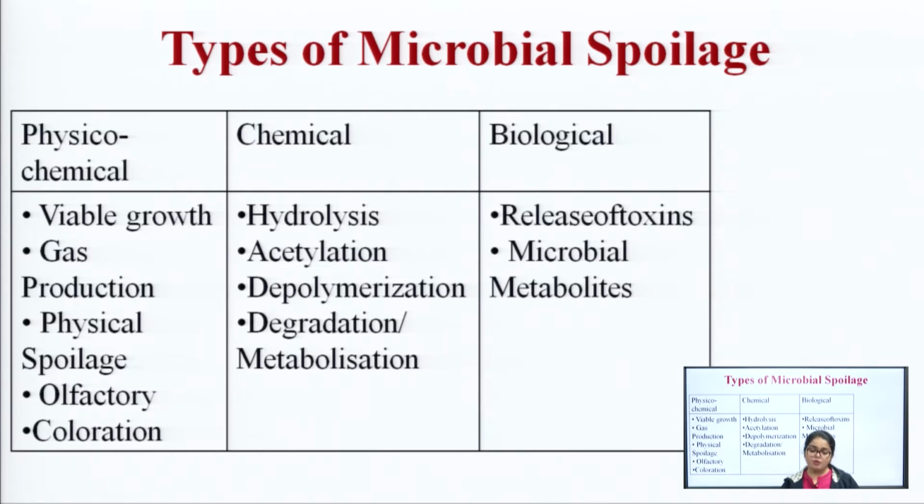Then comes physical spoilage. Physical spoilage could be the color change, or you can say the odor change, taste change, organoleptic changes, these are the same thing. So, coming to the next one, that is the chemical. Chemical microbial spoilage is due to hydrolysis, acetylation, depolymerization, degradation or metabolization.